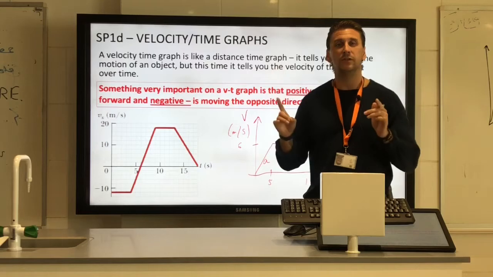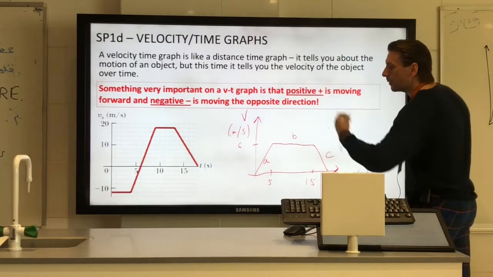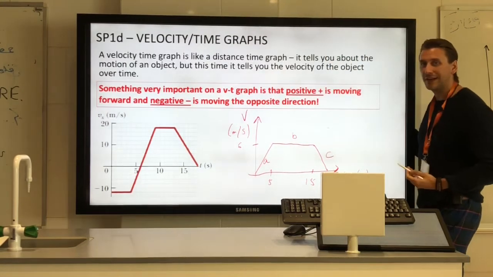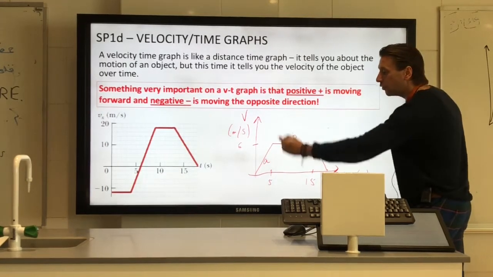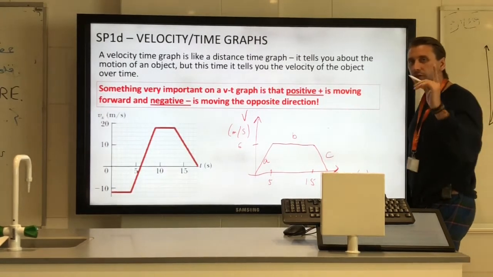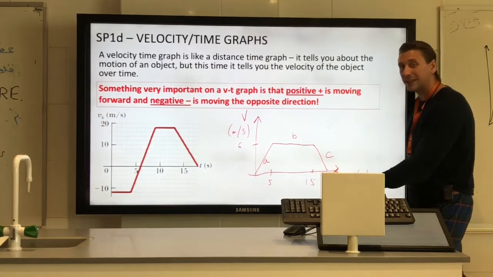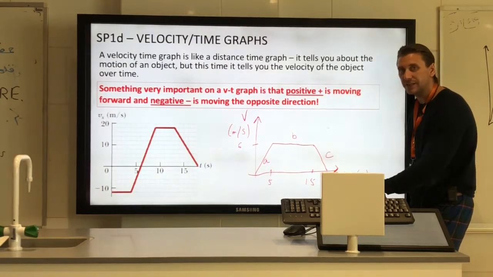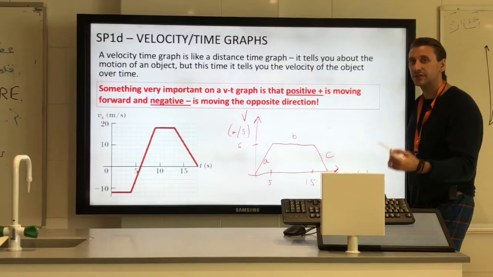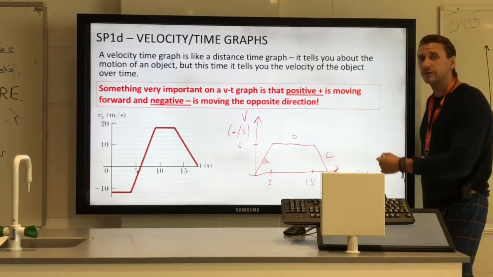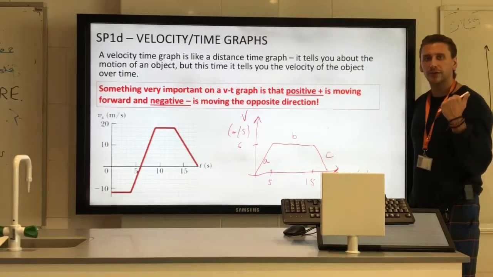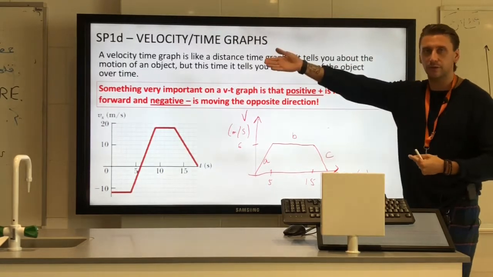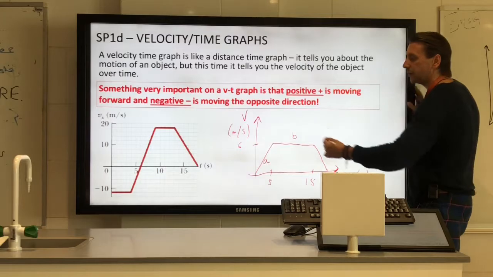And how do I know it's forwards? Because all of it is in the positive section of the graph. There is no negative in this graph. I didn't draw any negative, so that means all of this is forwards. A lot of people think because it's slowing down, it's decelerating, that's negative, and it's not. They think that this part here is moving backwards. It's just slowing down, but forwards. And I know that because it's all in the positive.